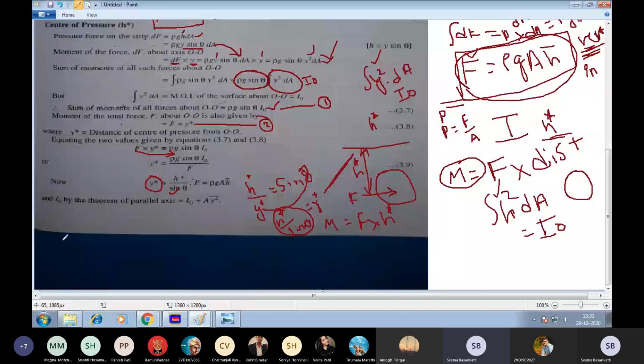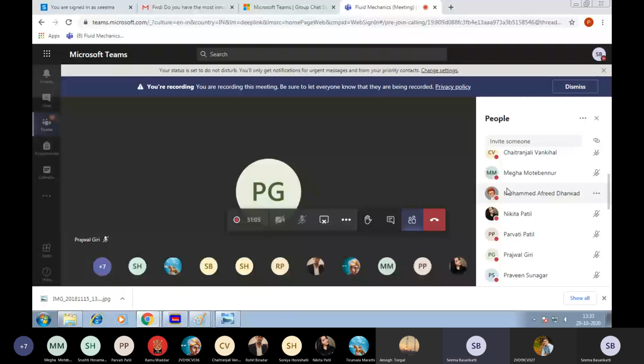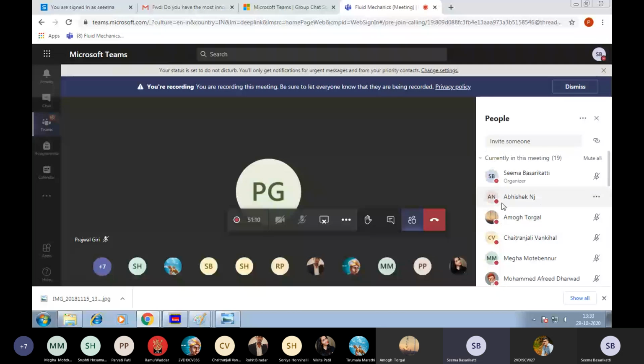From the parallel axis theorem, I naught is written as Ig plus A into y square bar. For the vertical condition, the moment of inertia was Ig plus A into h square bar. For the inclined condition, the equation for I naught from the parallel axis theorem is Ig plus A into y square bar. Understood up till here, my dear students? It is a bit lengthy and very important from the exam point of view.